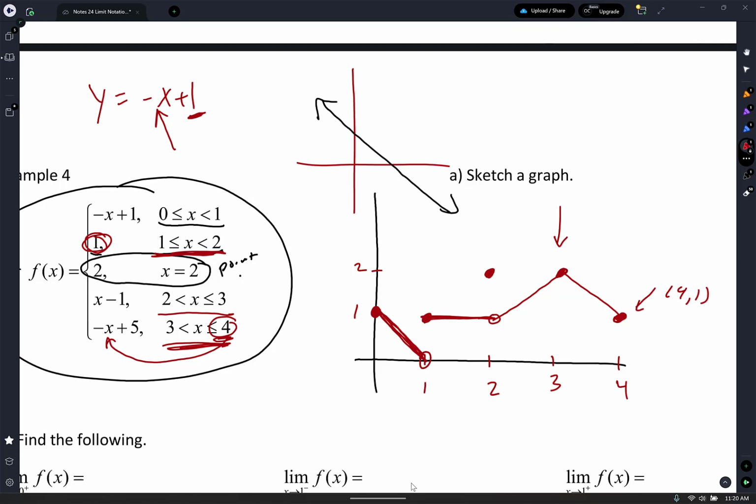How do you know it's a hole for 2, 1 and 1, 0? Because at 2, 1, I do not have an equal sign. See? There's no equal sign.